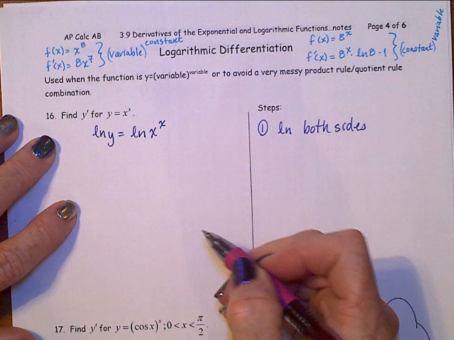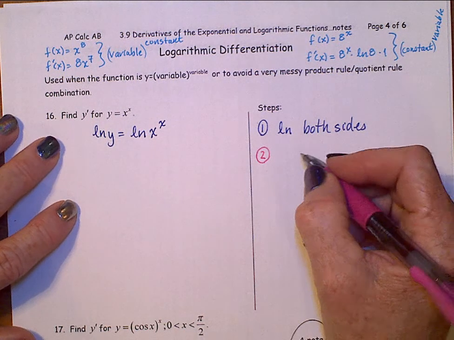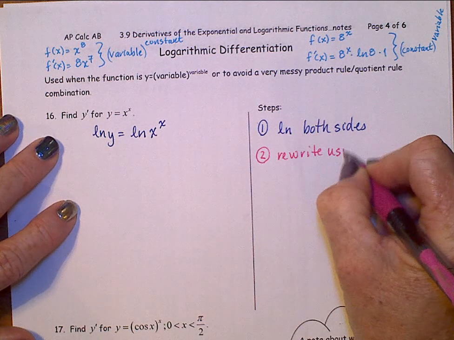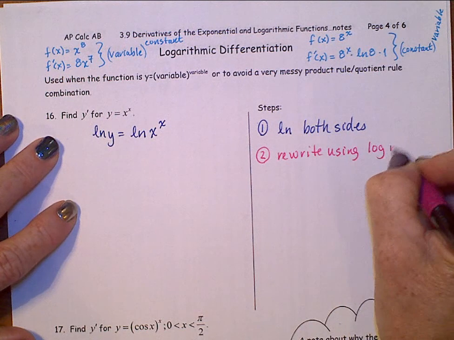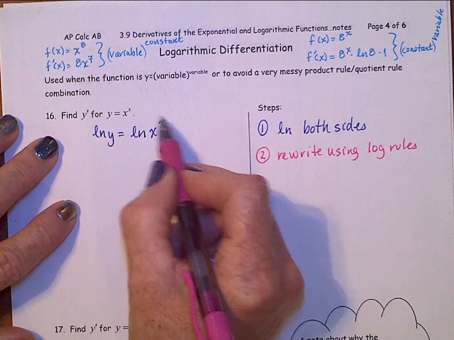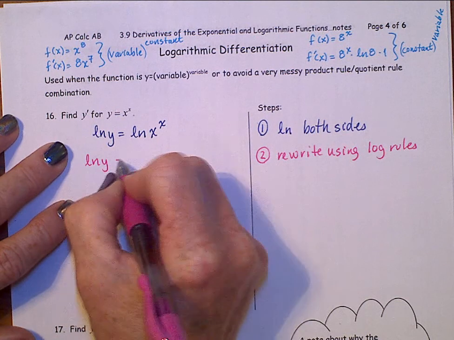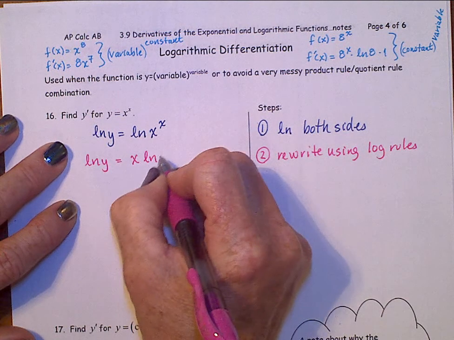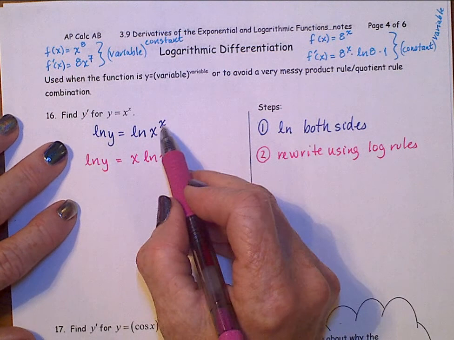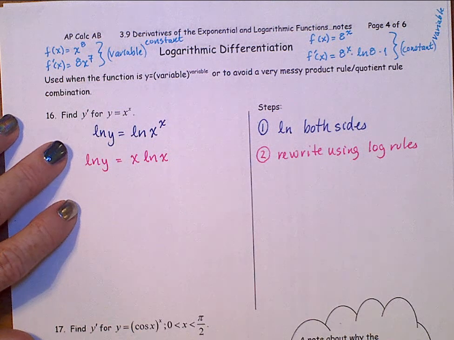The next thing then that we're going to do is rewrite using the log rules. In this case, we're going to take this exponent and pull it down in front. And that will give us ln y equals x ln x. Now be careful, we've not done a derivative. You're thinking it's the same thing of pulling that x down in front, but we're not doing a derivative here. We are just doing the log rules.